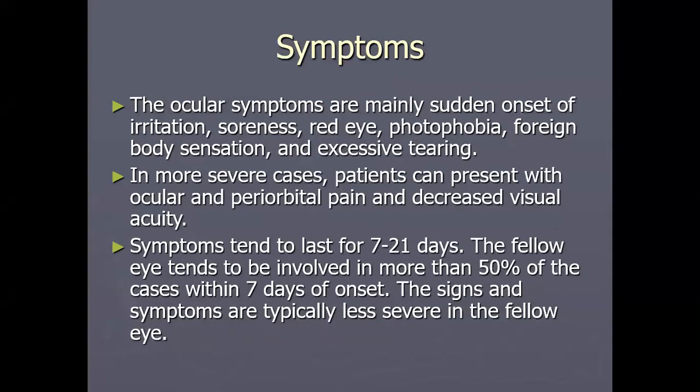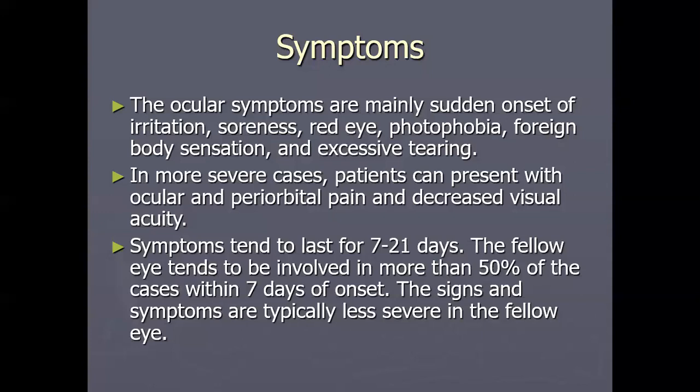The symptoms are basically a little bit of discomfort in the eye. There is no severe pain, never severe pain. There is some photophobia, foreign body sensation, excessive tearing, redness of the eyes, and sometimes a little bit of pain around the eye, not in the eye, but around the eye. And mostly this disease goes away within 3 weeks. The patient becomes normal.